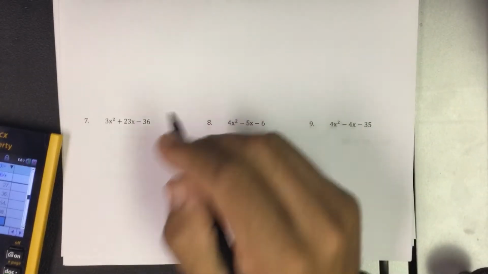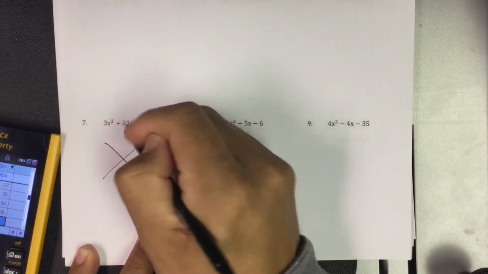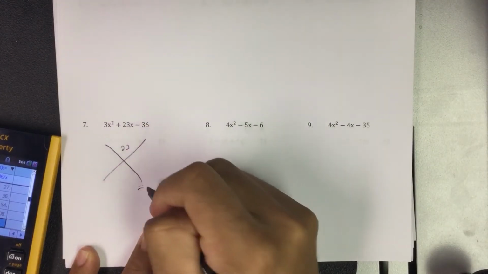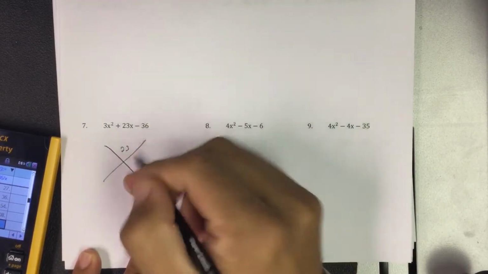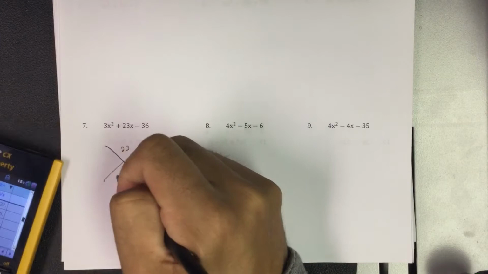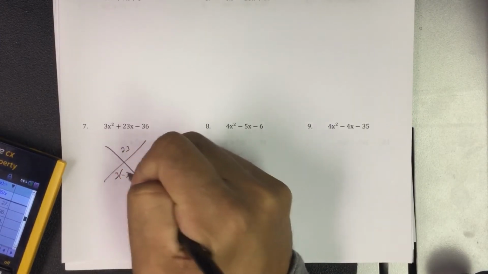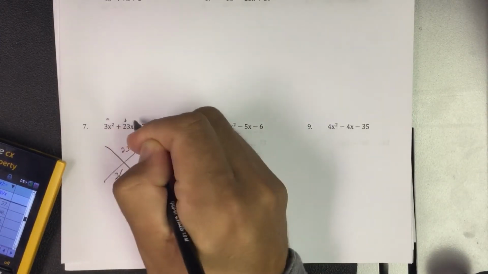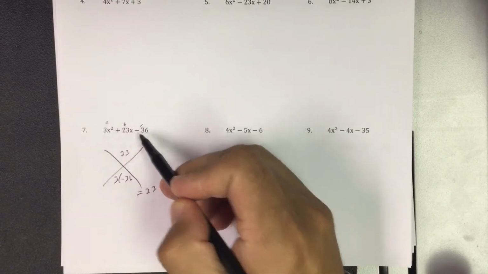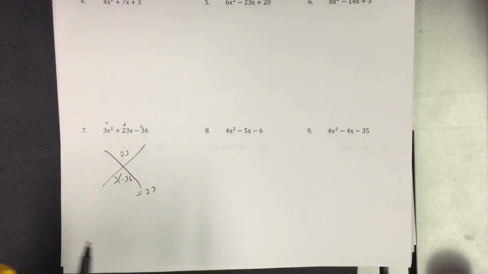Okay, so this one, very quickly, b is 23, so we want it to equal 23. We got 3 times negative 36. That's a, that's b, that's c, right? So the negative sign. So how do we deal with that?